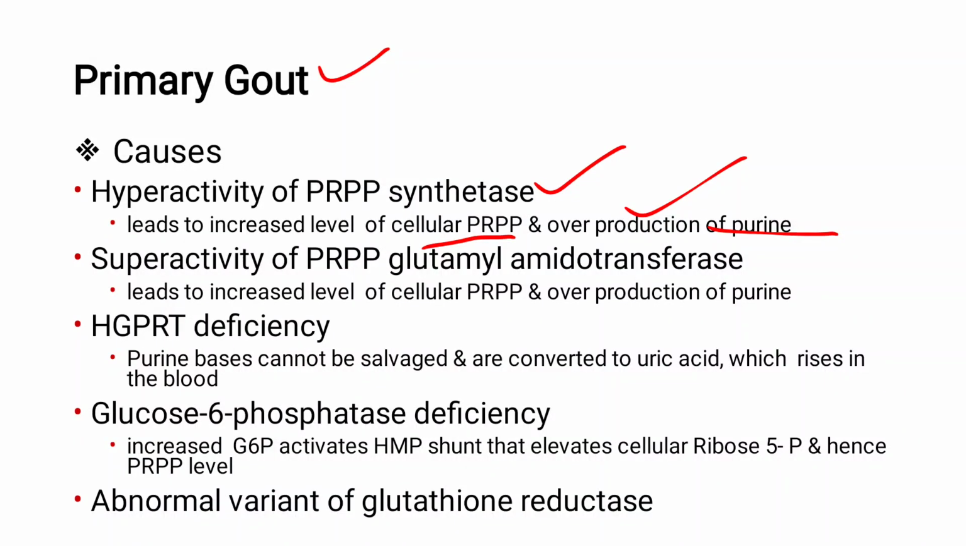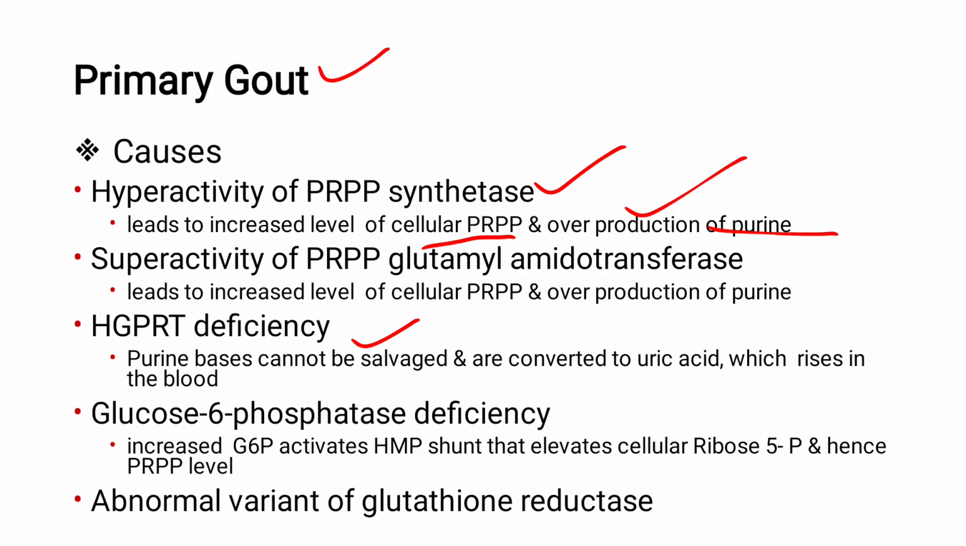One more primary reason for gout is superactivity of PRPP glutamyl aminotransferase. So because of increased cellular PRPP and overproduction of purines, more degradation of purines happens, leading to formation of uric acid and again leading to gout. HGPRT deficiency is another important primary cause. Hypoxanthine guanine phosphoribosyl transferase is the full form of HGPRT.